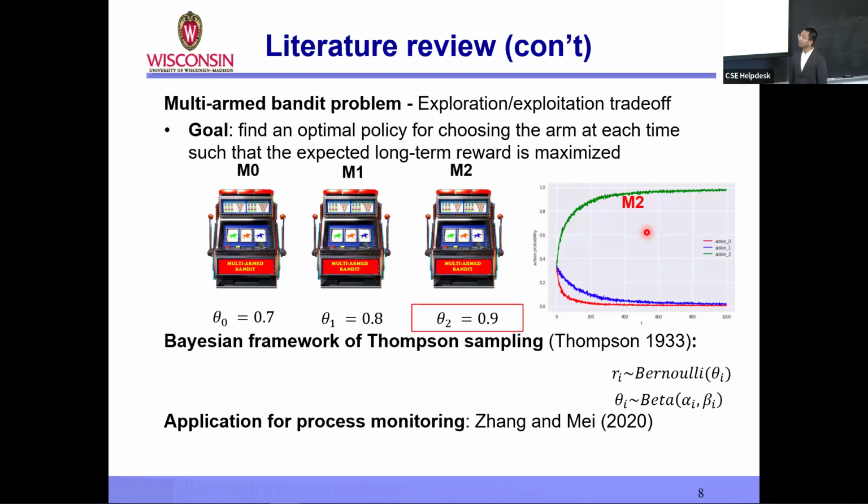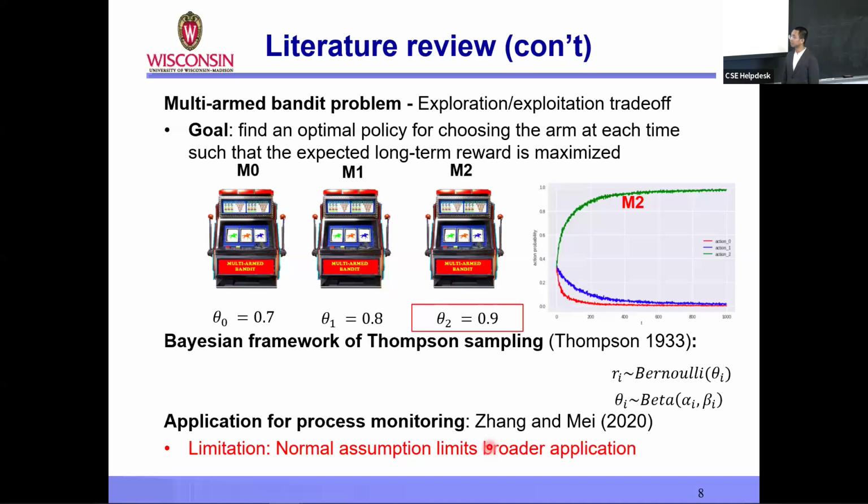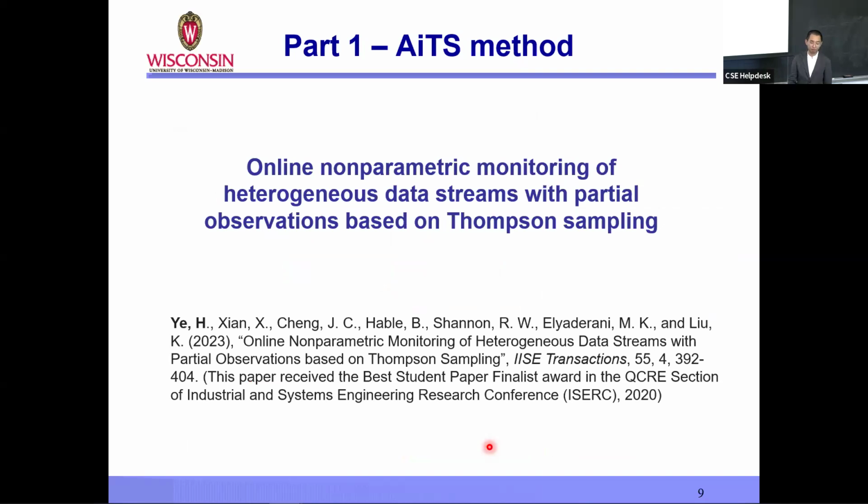For this application, some researchers have integrated Thompson sampling into process monitoring. However, the normality assumptions on the data limit its broader applications. So there is a research gap: we need to propose a method that can handle partial observations and also heterogeneous data streams. That's why we propose the first part of this talk, which we call the AIDS method.